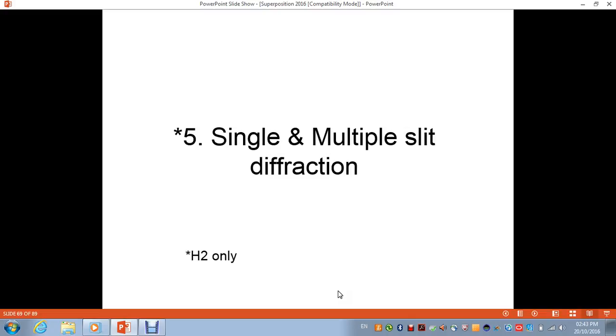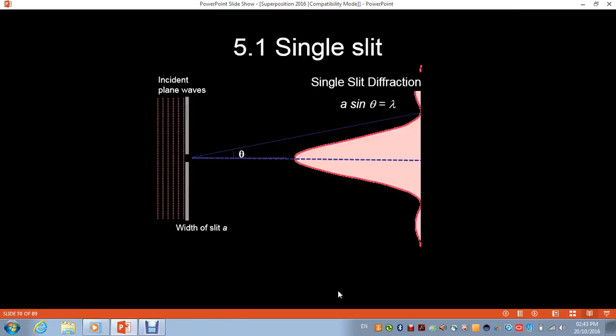So with that, I completed the two source interference. We move on to single and multiple slit diffraction. Right here, I will only be talking about single slit diffraction. When you have a plane wave passing through a single slit, this is the pattern that you get. Instead of giving you spots, I'm giving you intensity versus the position.